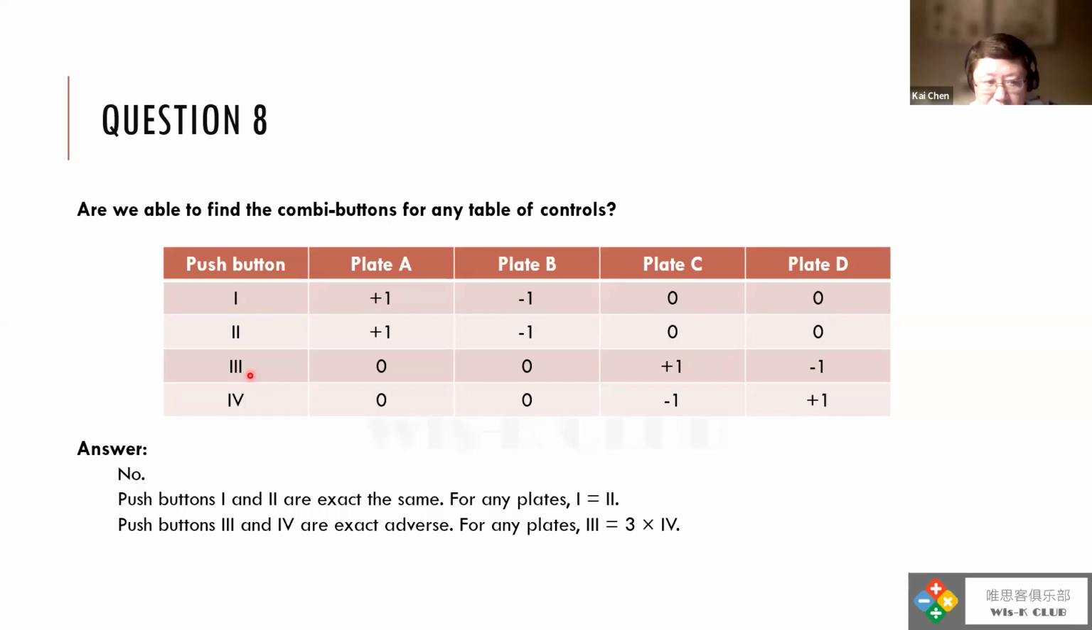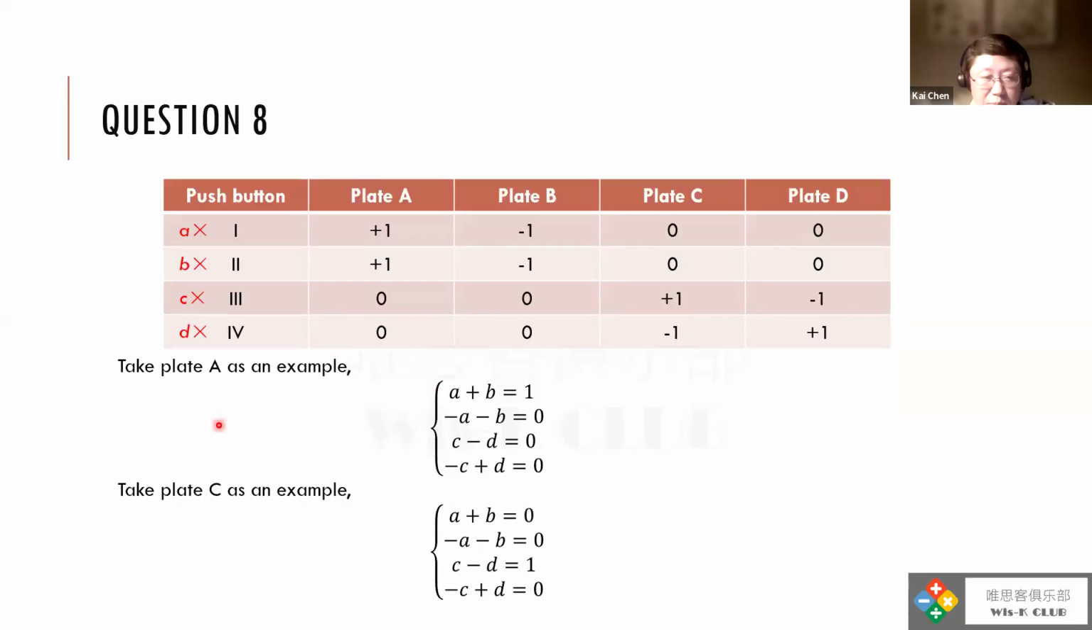And for 3 and 4, it seems that if I press number 3 once, it seems like I press number 4 three times. A level up is equivalent to level down 3 times, or level down is equivalent to level up 3 times. So basically, you don't have 4 buttons, you only have 2 buttons: 1 or 2, 3 or 4, whatever. So these combinations basically cannot give you a solution.